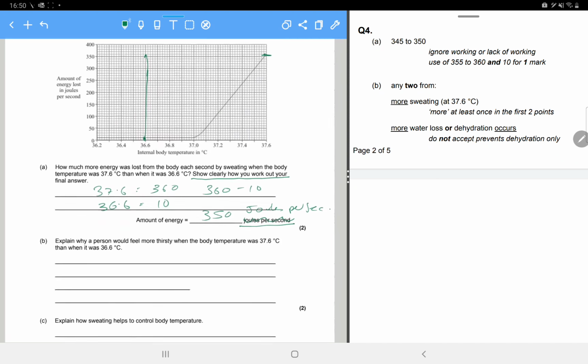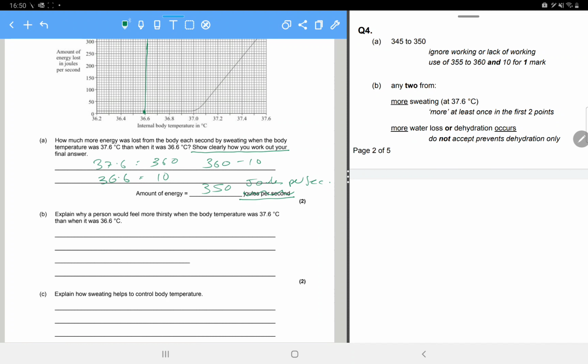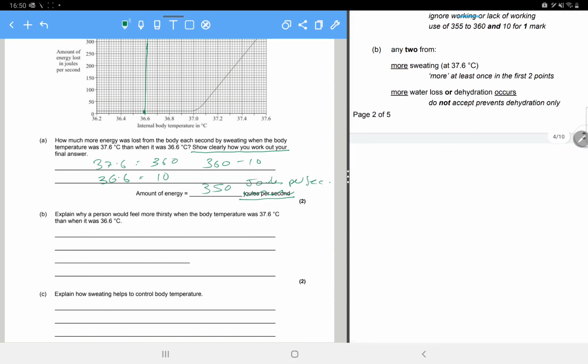Explain why a person would feel more thirsty when the body temperature is 37.6. So you're losing more water because you're sweating more. Okay, so we're using a bit of your common sense here, and if your body temperature increases, then you are losing more water because of sweat, and if you lose more water, you become dehydrated, and it's the hypothalamus, and I think that might, as you might mention on the mark.